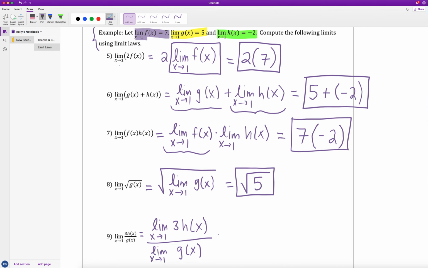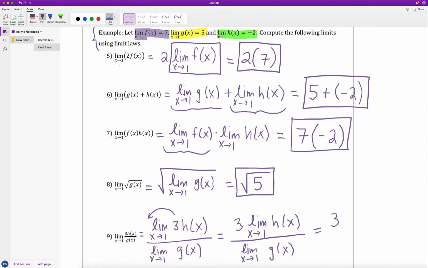Now the last step I have to do before I can apply what was given is this 3 as a constant multiple can come outside of the limit, and so I get 3 times the limit as x approaches 1 of h of x all over the limit as x approaches 1 of g of x. From here, since I have the limits of each function on its own now, I can go ahead and just substitute in what they're equal to.